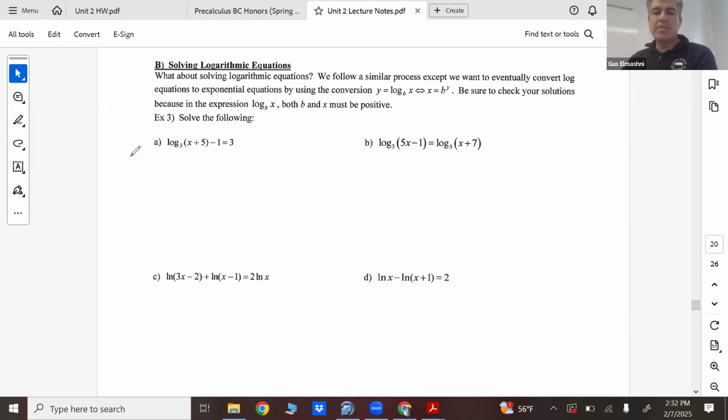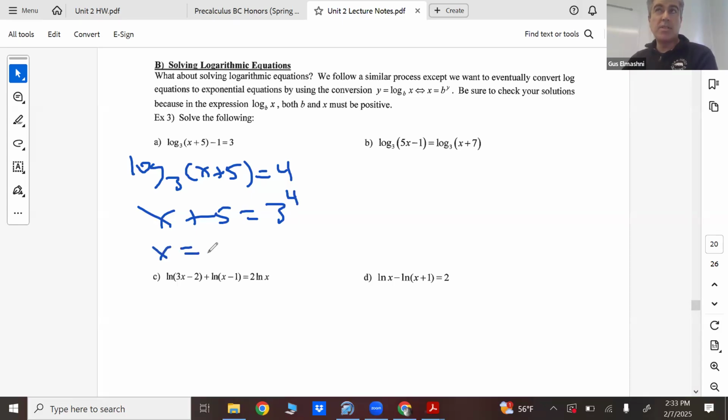So this one should be pretty simple. Move the 1 over first. Rewrite as an exponential equation. Well, it's not truly an exponential, but you know what I mean. Do a rewrite. X will equal 77? No, 78, 76? No. Yeah, 76. I think I'm right. Because 3 to the 4 is 81, right? Yeah, minus 5, 76. Yeah, okay.